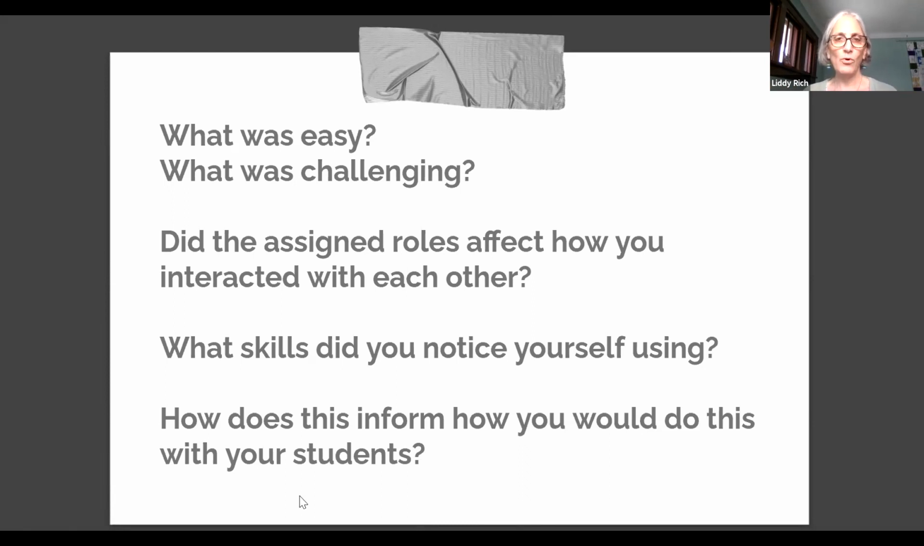So think about, how was that conversation for you? Was it easy? What was easy? What was challenging? Did the assigned roles affect how you interacted with each other? What skills do you notice yourself using? And how does this inform how you would do this with your students? So think about it. And again, I'd love to hear some of your ideas, what it felt like, what it made you think about.